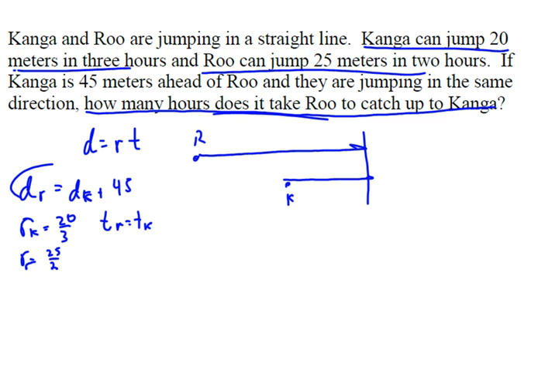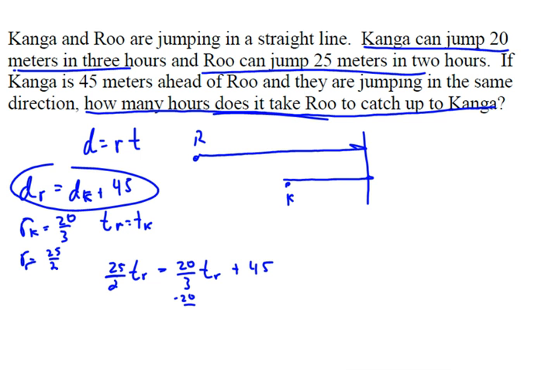So we plug that into this formula, rate times time. For Rue, the rate is 25 halves. And the time, we'll just use time of Rue in this problem, because it says how long does it take Rue to catch up. That's going to equal the distance of Kanga, which is the rate of Kanga, 20, times the time of Kanga, but I'm just going to plug in the time of Rue because they're the same, so we have one variable, and then plus 45. Pretty easy to solve now.